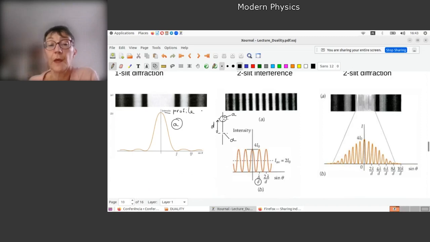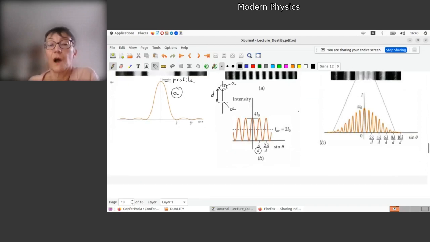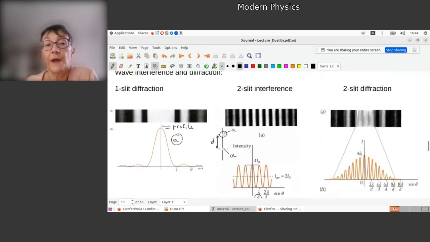So it's only a revision. The fact is that these patterns are related to the wave-like behavior of light, because you have interferences. And so you can show that, for example, these bright fringes in the two-slit interference are where you have constructive interference. And here, the dark ones, you have destructive interference. And so to have interference, you have to have waves.